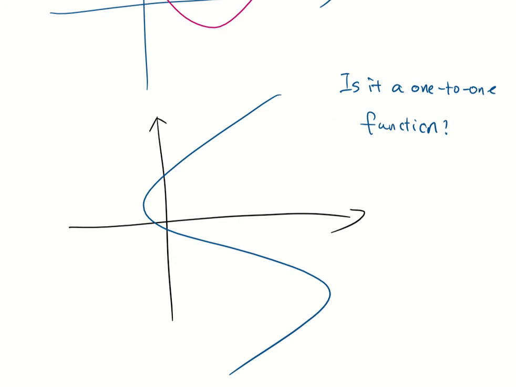Now let's look at this graph. Is it a one-to-one function? If you just test it with the horizontal line test, it does pass, but it's actually not a one-to-one function because it doesn't pass the vertical line test. So it is not even a function because it doesn't pass the vertical line test. So not a function, let alone a one-to-one function.